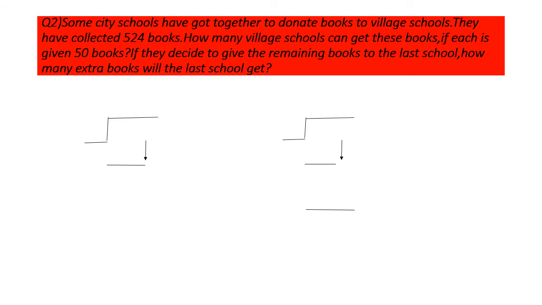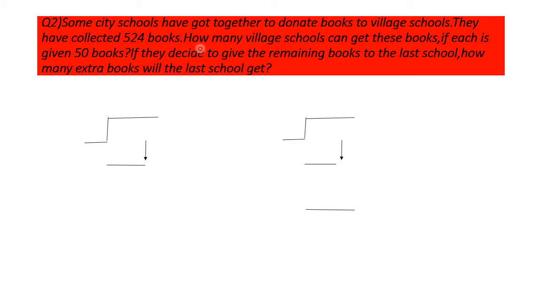Children, the next question which I have taken for you is that some city schools have got together to donate books to village schools. That means there are some schools in the city, they have come together to donate books. They have collected a few books and they want to donate them to the village schools, right? Now, how many books have they collected? Let us see, 524. This is also clear.